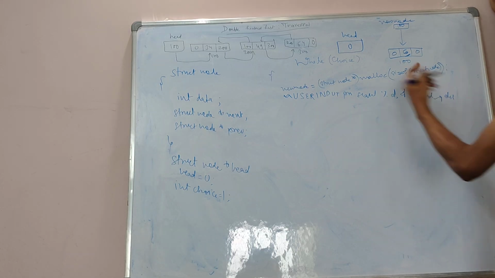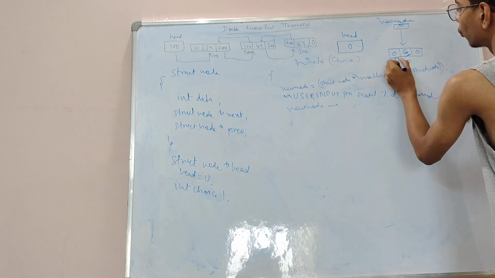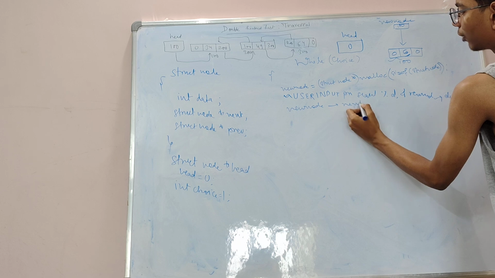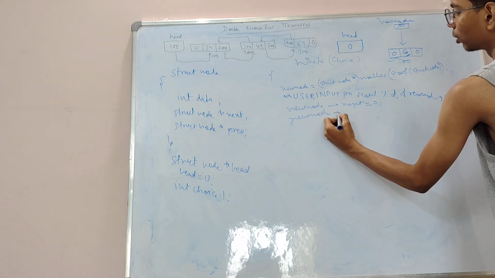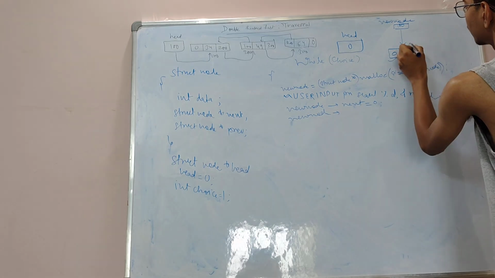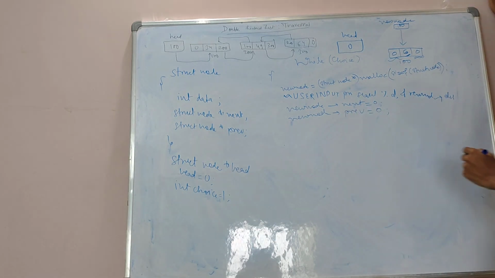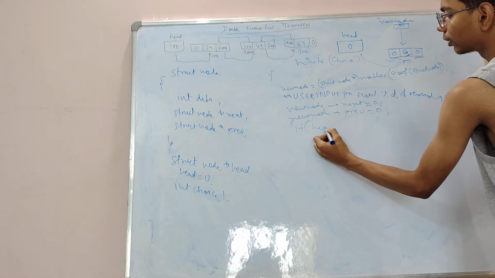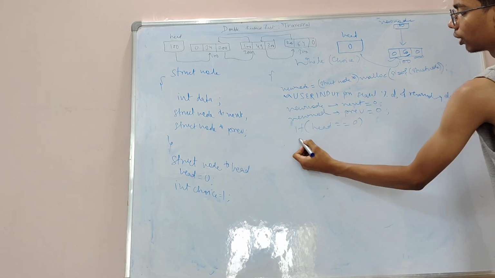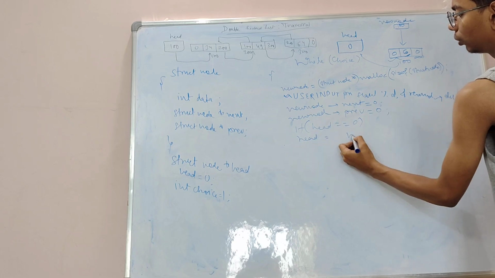So now what I will do, using new node, I will access its first member next, and I will make it null, and then I will access its second member. Sorry, this is next and this is prev, and I will make this 0. Now what will happen, I will store here. So if my head is equal to 0, then I will store head is equal to new node.